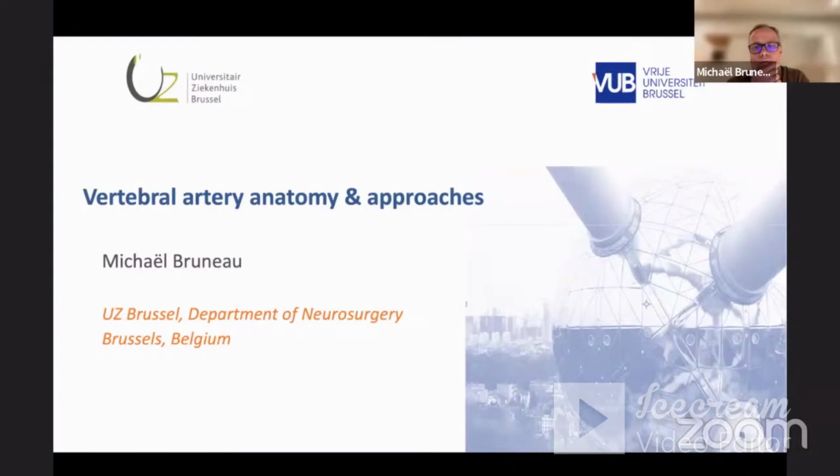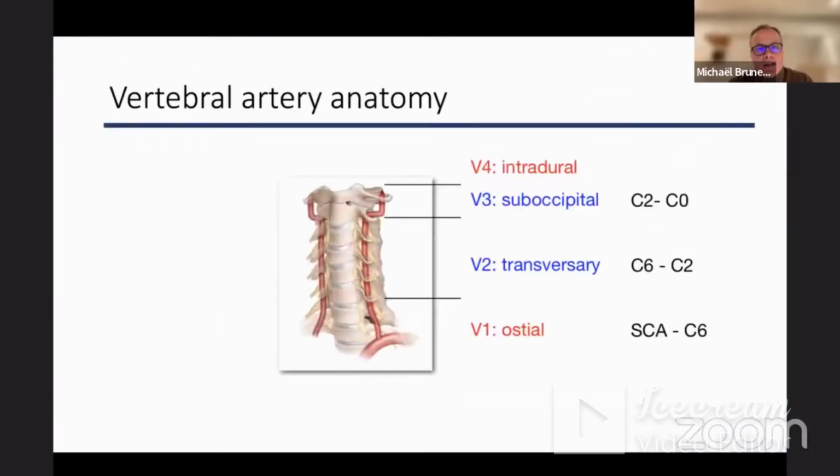So as I told you, I'm Michael Bruneau, working in Brussels. I have some experience on the vertebral artery, and I will focus my talk now on the vertebral artery anatomy and the related surgical approaches. So as most of you know, the vertebral artery is subdivided into 4 segments. The first segment is the V1 segment, called also ostial segment, running from the subclavian artery up to the transverse foramen at the level of C6.